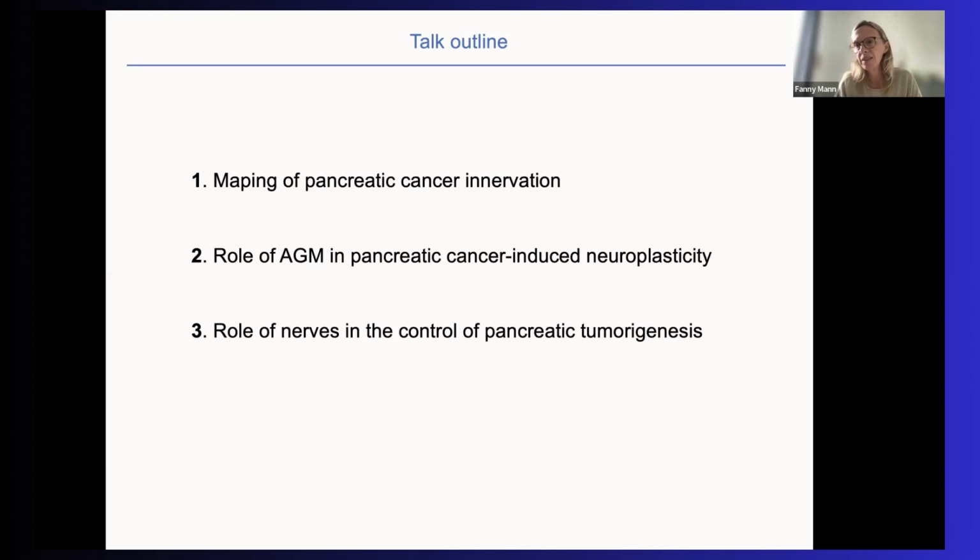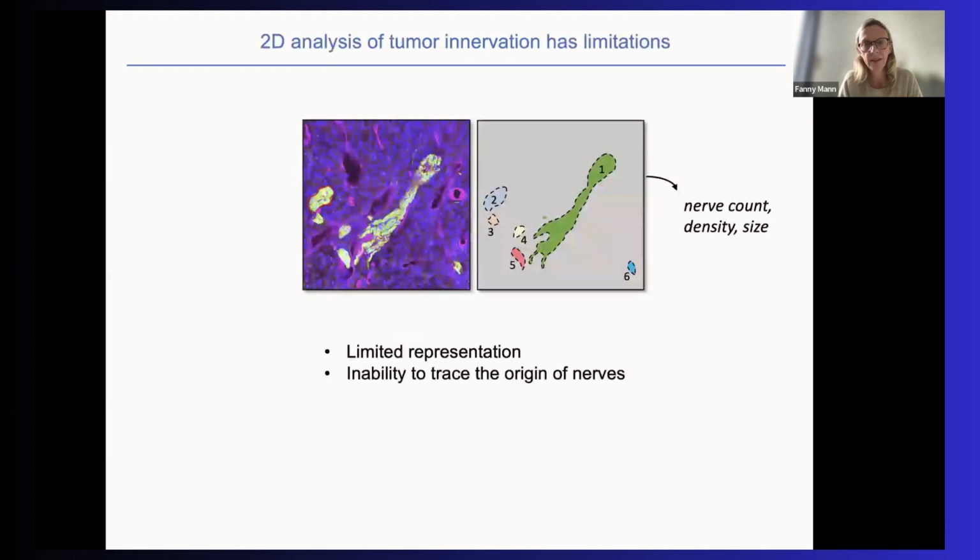In the second part, I will show you some results about the role of axon guidance molecules in this cancer-induced neuroplasticity. And in the third part, I will show you what we have learned about the role of nerves in the control of pancreatic tumorigenesis. So our primary goal was to develop new methods in order to map the innervation of pancreatic cancer.